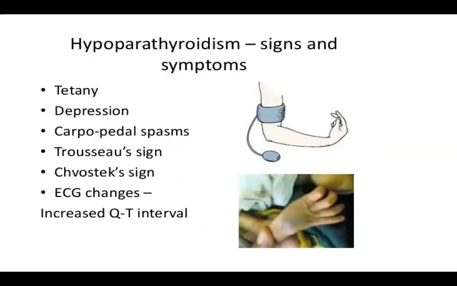The signs and symptoms of hypoparathyroidism will be that of hypocalcemia, because hypoparathyroidism will cause serum calcium levels to drop. So it will manifest as tetany, carpopedal spasm. There could be changes in the ECG in the form of QT interval prolongation. And we can elicit these signs if they are not present spontaneously. And these are the Trousseau sign and Chvostek sign.